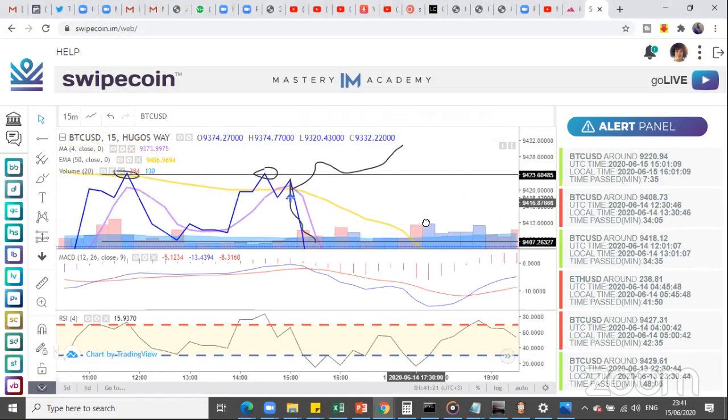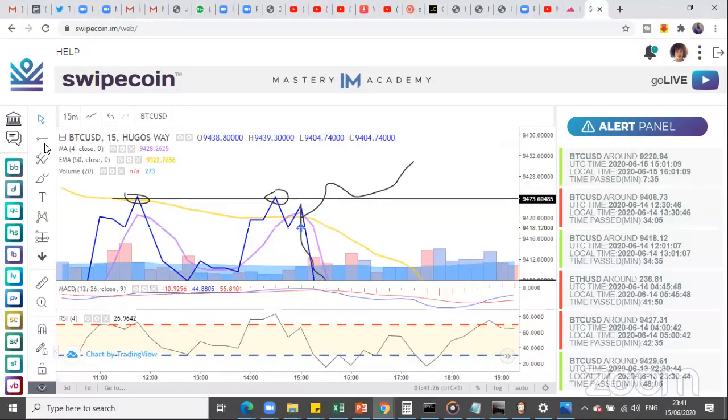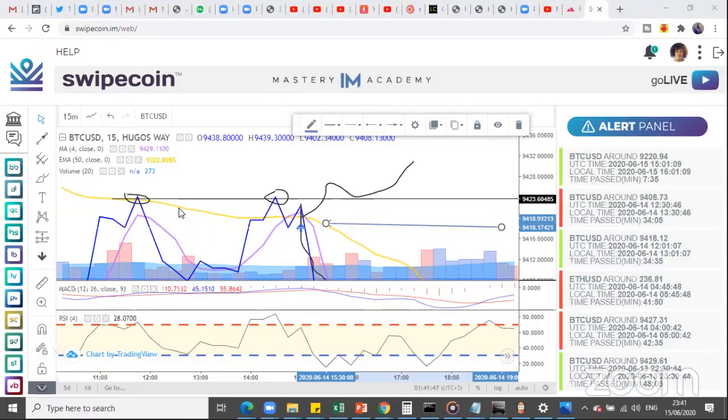But that is not enough. It also tells us that when you want to buy, we said that the blue, which is the market price line, and the lilac must be above the yellow. Did that happen? Yes or no? No, it did not happen.